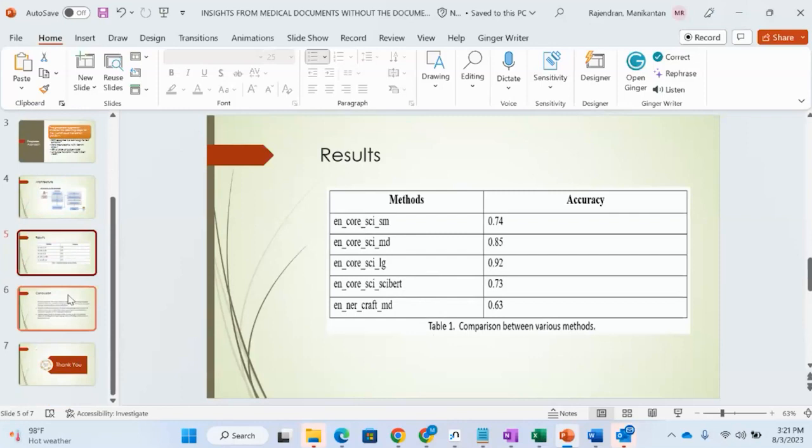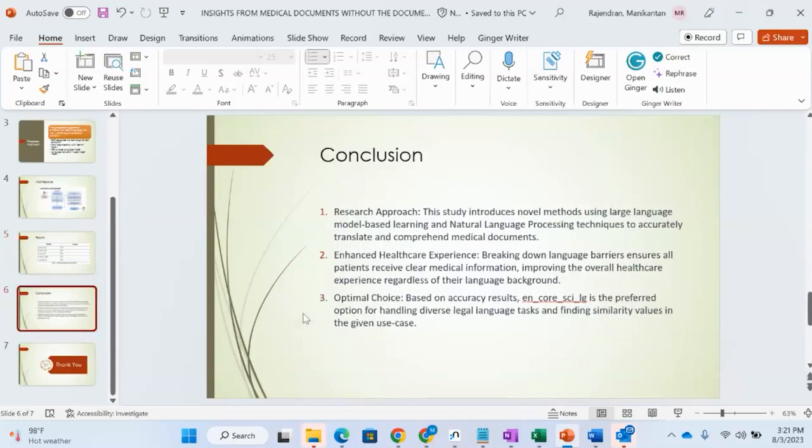In conclusion, this study involves novel methods using large language models. We are using LLM and NLP to accurately translate medical documents, which helps any end user understand them. If they are approaching new doctors in other countries, it helps break down the language barriers to understand the patient's medical information and everything.